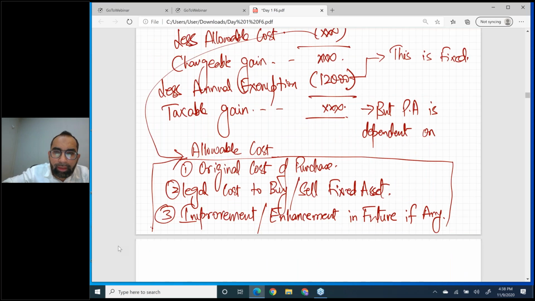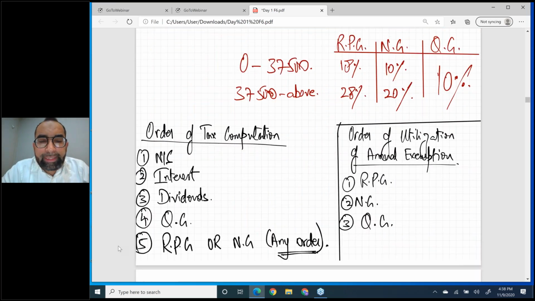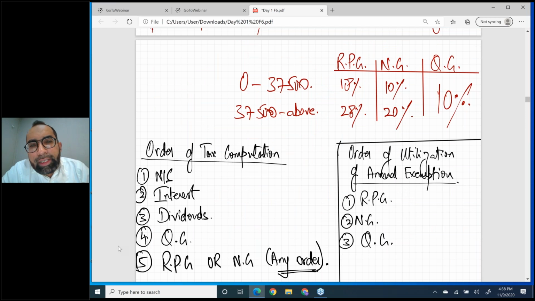Then now, what are the tax rates? There are normally three types of gain. Number one is RPG, residential property gain, and the rates are, look at here, 0 to 37,500, it's 18%. 37,500 and above is 28%. And normal gains means all gains other than residential property gains and qualifying gains. For normal gains, you have rates of 10% for the first band and 20% for the second band.